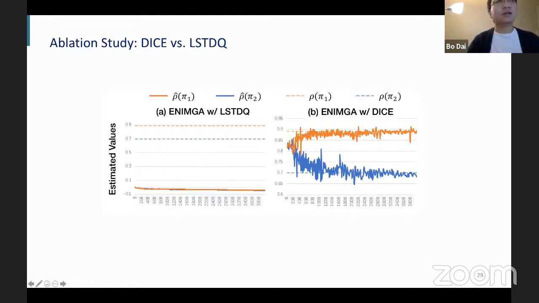Okay, so that gives intuition. It also gives a very straightforward illustration that this sparse reward indeed affects a lot in different algorithms.